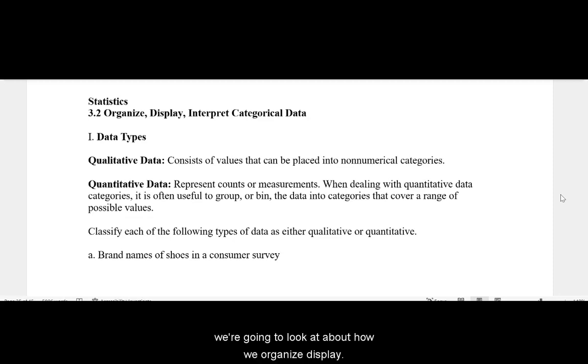Today we're going to look at how we organize, display, and interpret categorical data. So let's first talk about a couple of different data types. One is qualitative data. So we have qualitative and quantitative. Qualitative data consists of values that can be placed into what we call non-numerical categories.